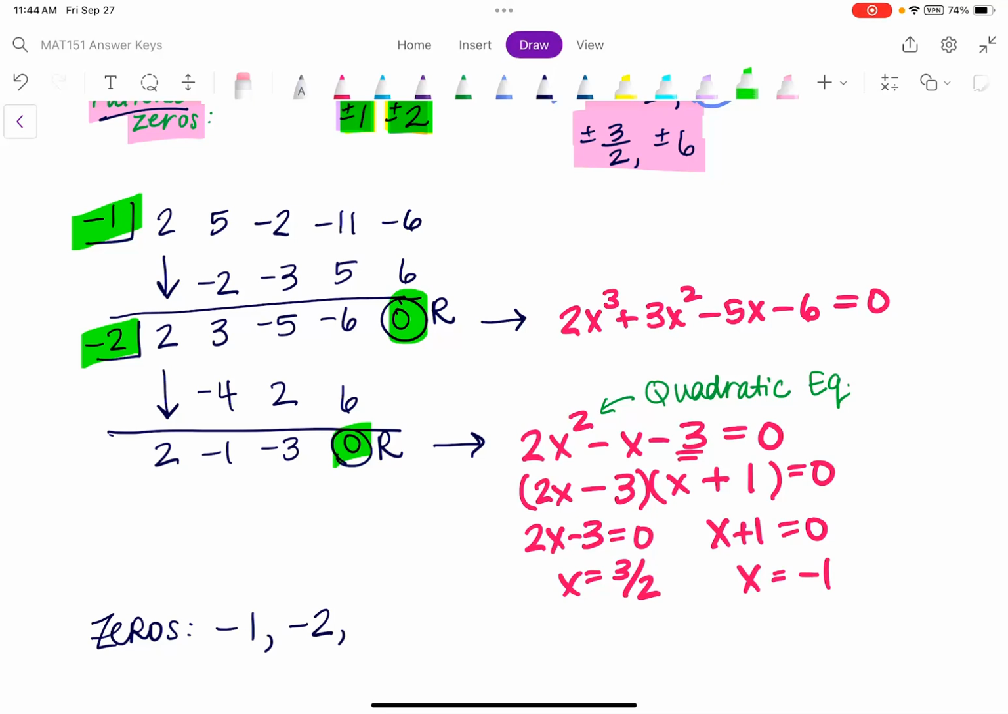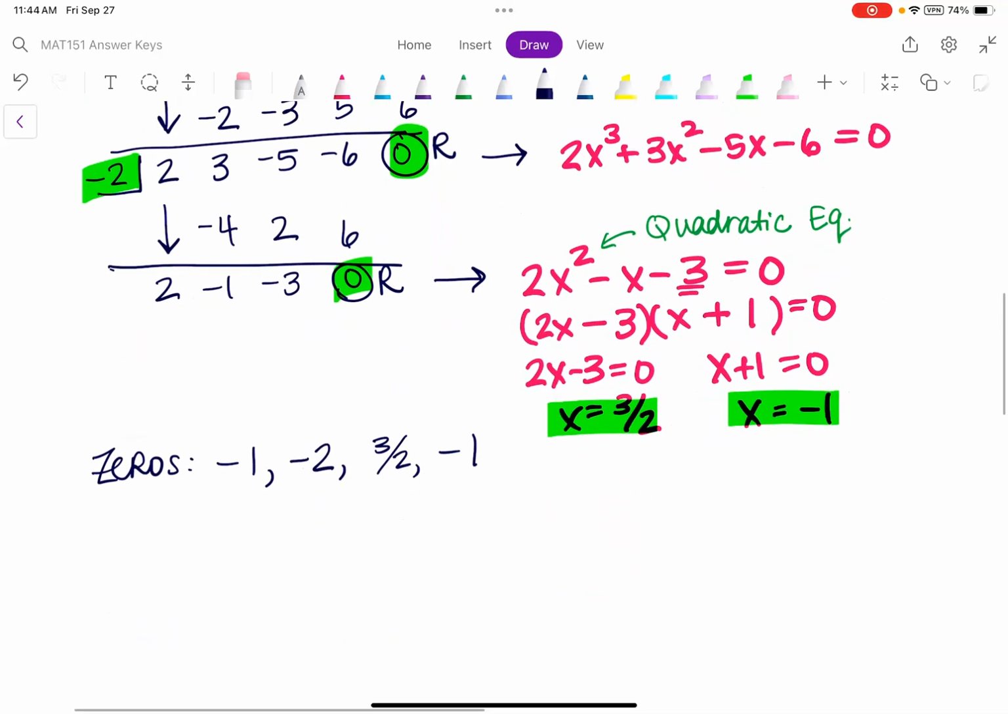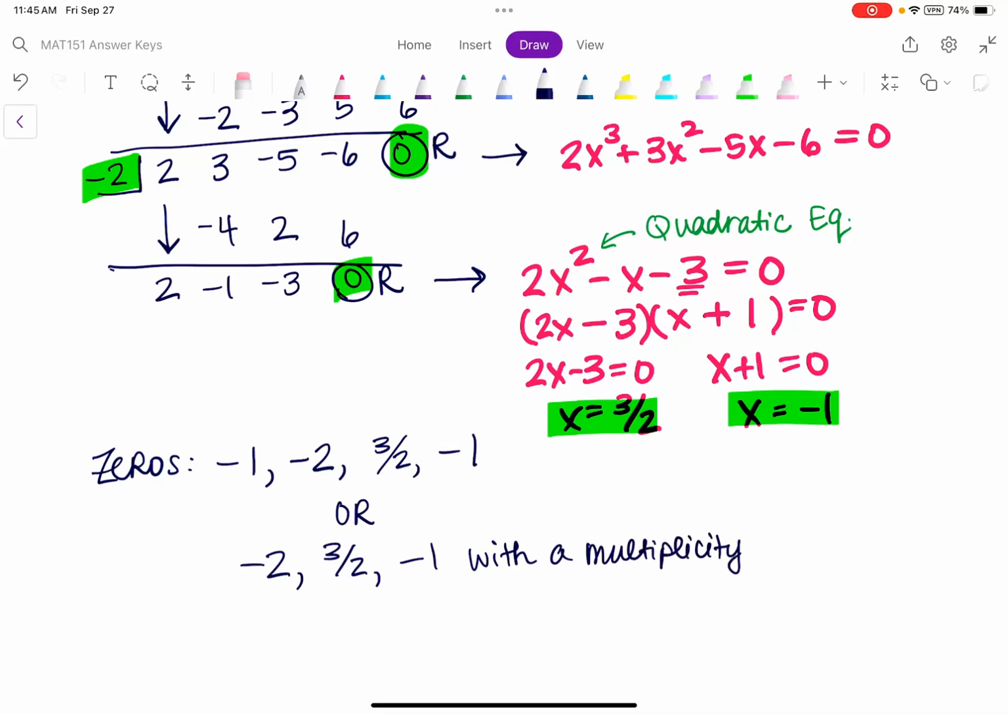And then when we solved our quadratic equation, we got 3 halves, and then we got negative 1 again. So you could list 3 halves, and you could list negative 1 again if you wanted to, so that you could see we really have 4 zeros. Or you also could just say that you have negative 2, positive 3 halves, and then you have negative 1, and that negative 1 is with a multiplicity of 2. That's a multiplicity of 2 because that 0 appeared twice.